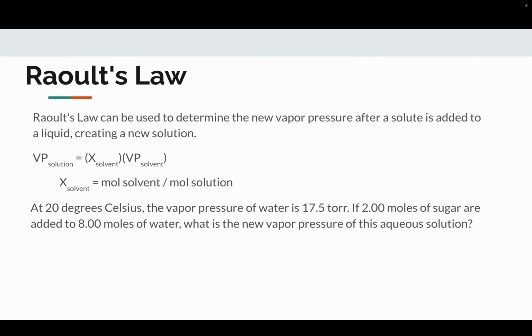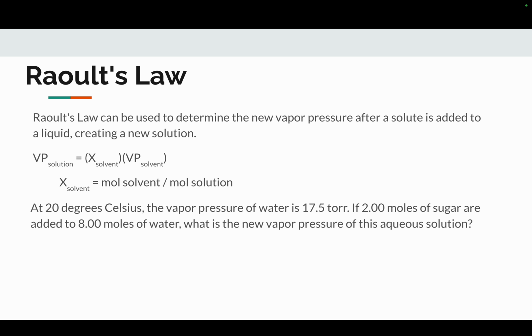All right, now, Raoult's law. This law can be used to determine the new vapor pressure of a solution after a solute is added. So going back to my previous example, let's say I had a bowl of soup, right? But then I decided to add even more salt because I thought it was too bland. The vapor pressure of this new solution, this new soup, has changed, and we can use Raoult's law to figure out how much it has actually changed by.